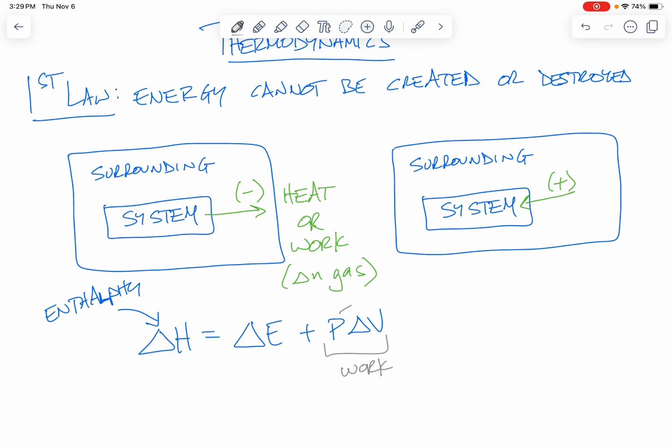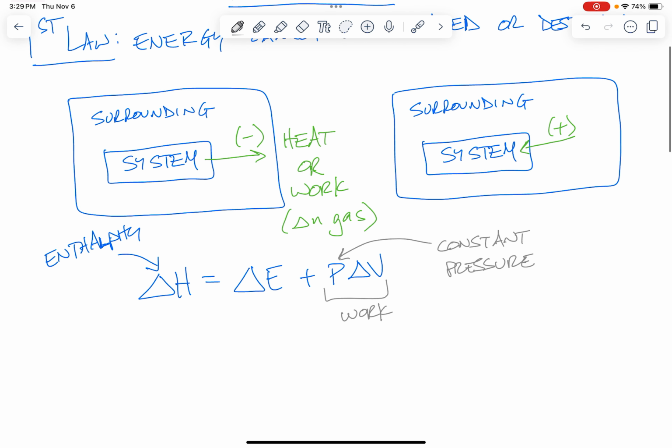And so the P here, notice that it's P delta V, not delta P. Just saying the P for pressure means that we're dealing with constant pressure. And so when we do our chemical reactions in our lab, the pressure of the room is not changing, so we're doing things at constant pressure. So if there is work being done, then that work would have to be done by a change in the moles of the gas.